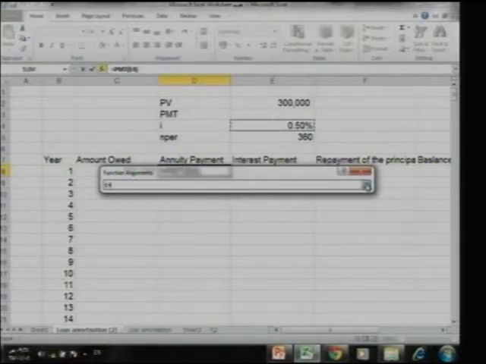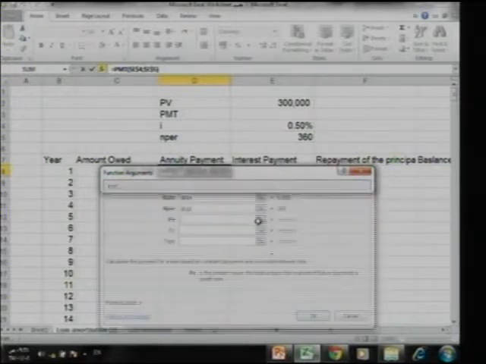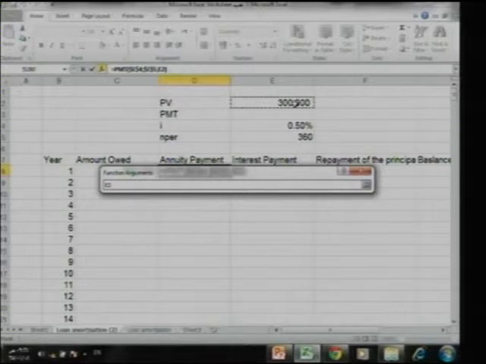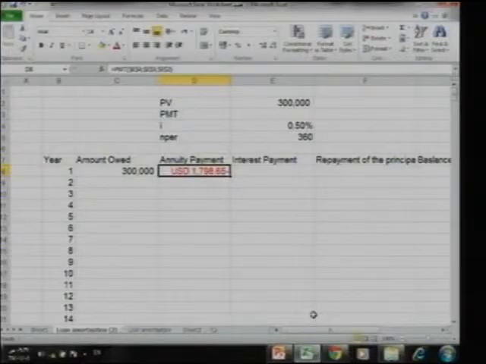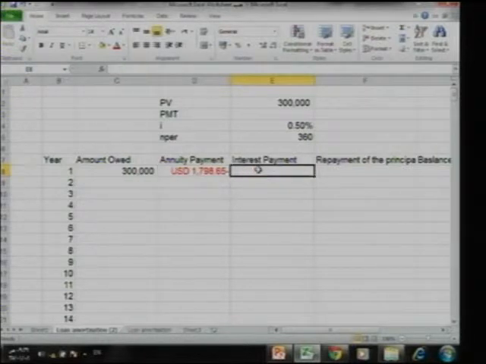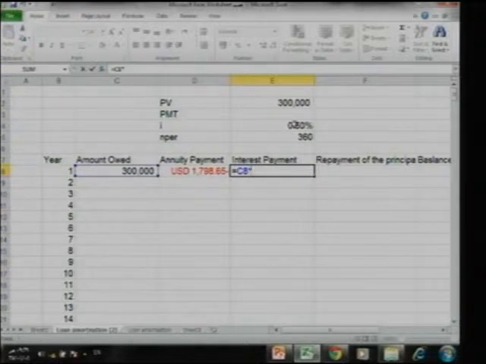Okay, and we have to fix this. The number of periods is 360. Okay, for the present value is 300,000. Okay, so we have 1,798. Sorry, we did all of them. The interest payment is equal the $300,000 times this.